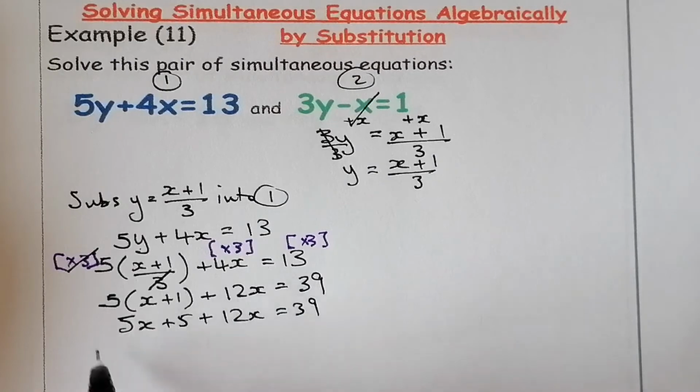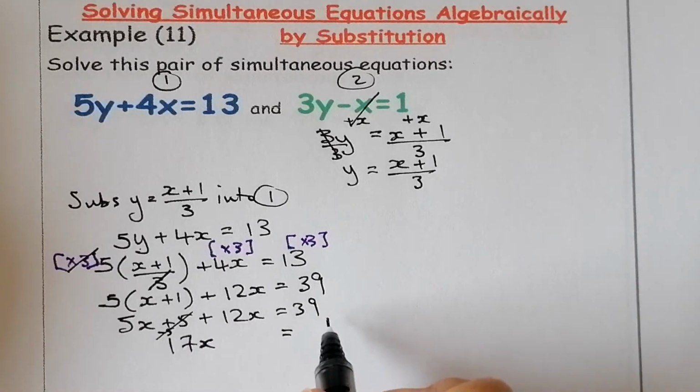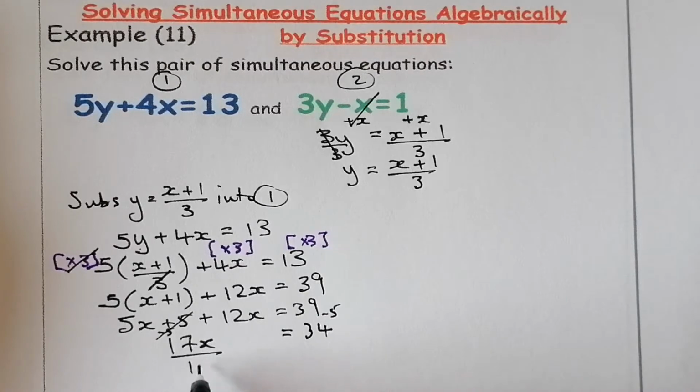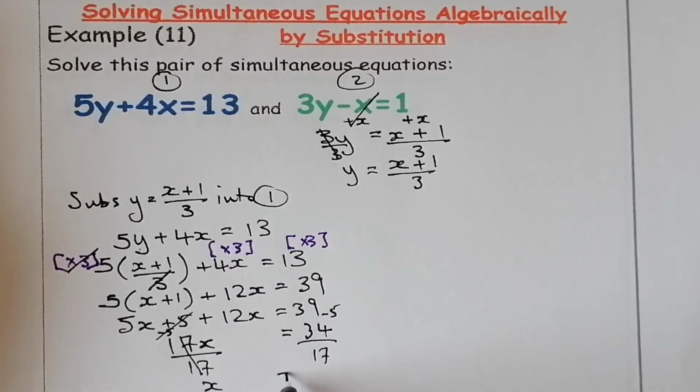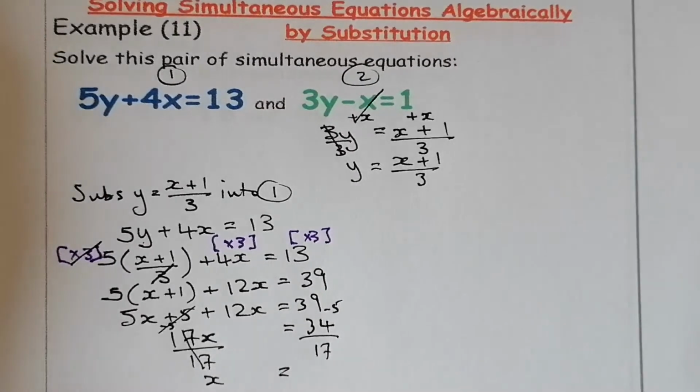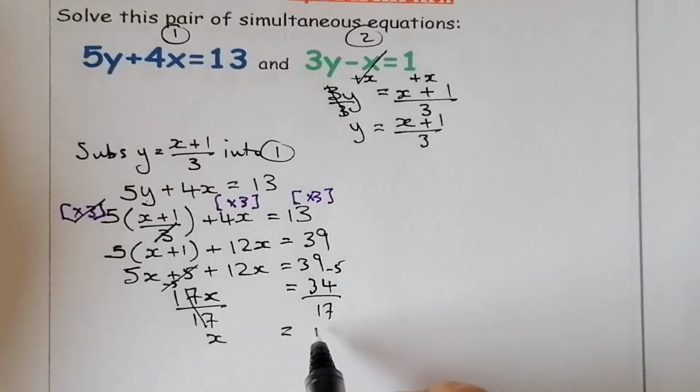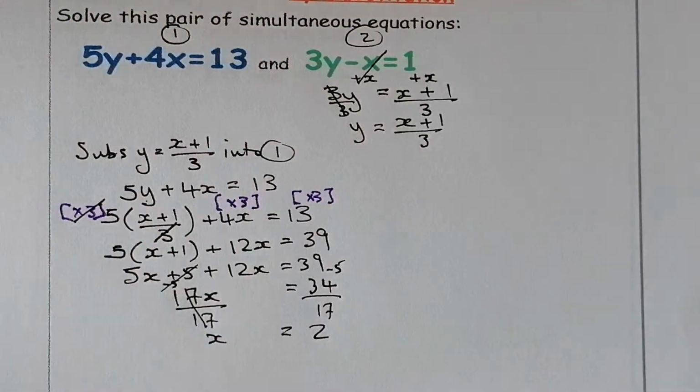Right, gather the values up, so that's going to be 17x, and I'll take 5 away from both sides, which eliminates that, and take 5 away from there, gives me 34. I'll then divide it by 17. And what I get there is x is equal to 2. 17 goes into 34 twice.